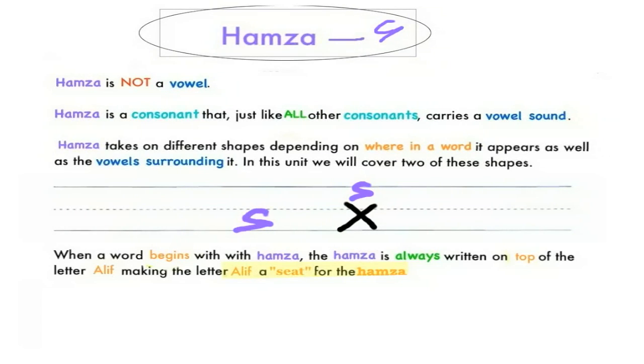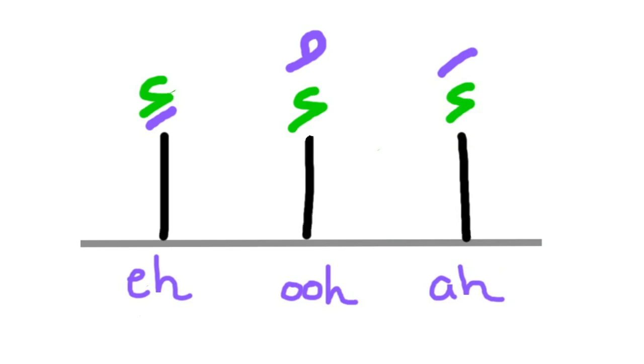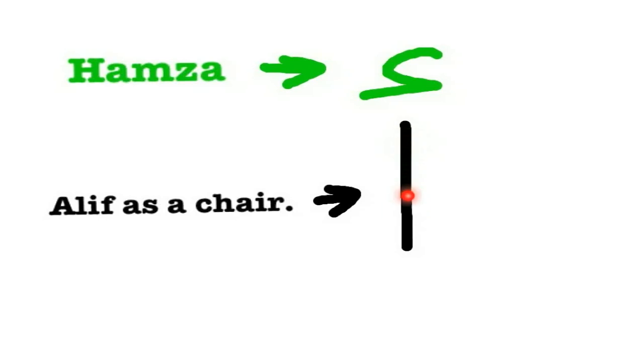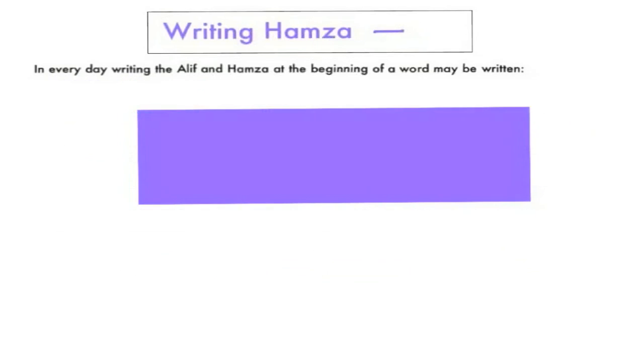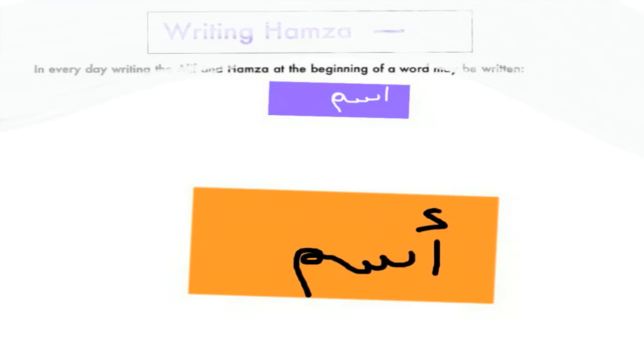When a word begins with Hamza, the Hamza is always written on top of the letter Alif, making the sound A or O, and Alif represents a seat for the Hamza. Some more facts about Hamza. In everyday writing, we write Hamza like this. In the word ism, as you see, we don't put Hamza on Alif. We just write Alif alone. In contrast to the formal way of writing ism, which is like this. Notice that in the formal writing we wrote Hamza.